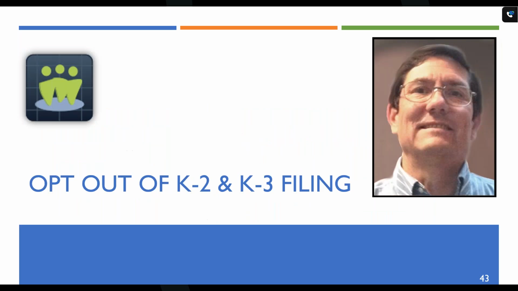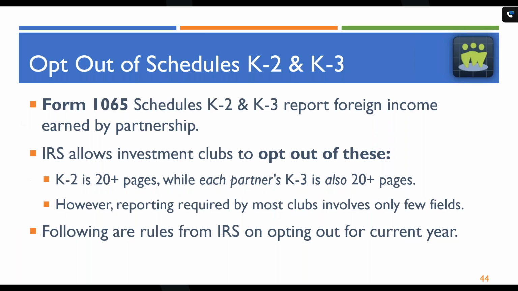Okay, now a really important thing to make sure your tax returns are not as long as they need to be. Some of these, we'll talk about the K2 and K3. These two forms report foreign income earned by the partnership. The K2 is the total amount from the partnership, and the K3 is one for each member. They're reporting their share of foreign income. Now, these forms are quite long. The K2 is about 20 pages long itself, and then the K3 is 20 pages plus for each partner.